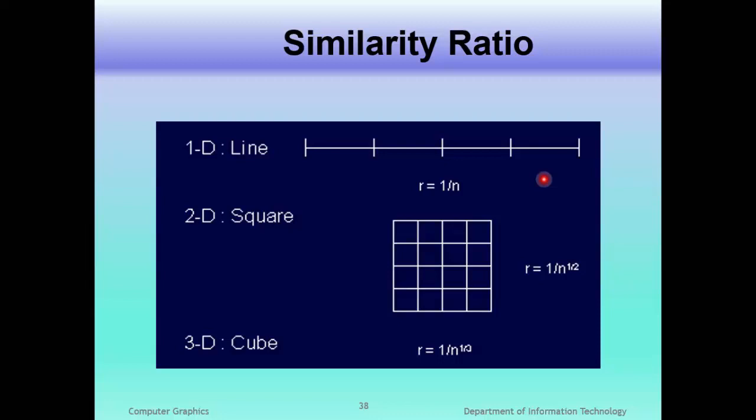Now if we want to build the original object from the scaled one, how many scaled objects will be required to form the original object? Obviously, 5. This was explained here: R is equal to 1 by n, whereas n is equal to 5 in this case. Now consider a square.